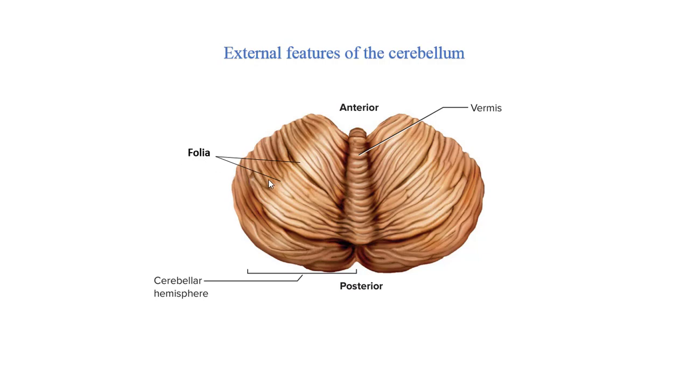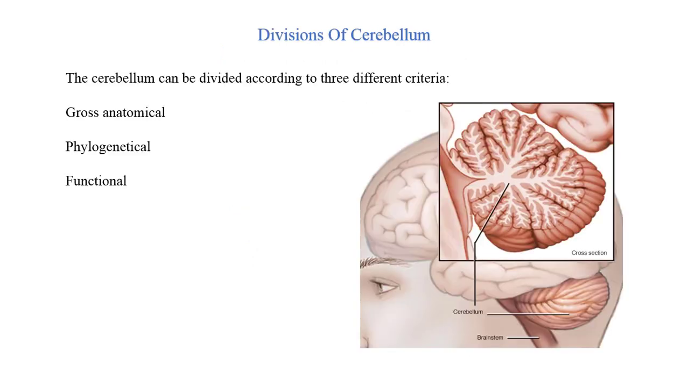And it's quite easy to see here that the cerebellum has two hemispheres, the left hemisphere and the right hemisphere. Separating these two hemispheres and running right down the center is a structure we call the vermis. Vermis is so called because it's somewhat like worms in appearance. The cerebellum can be divided according to three different criteria: gross anatomical, phylogenetical, and functional.